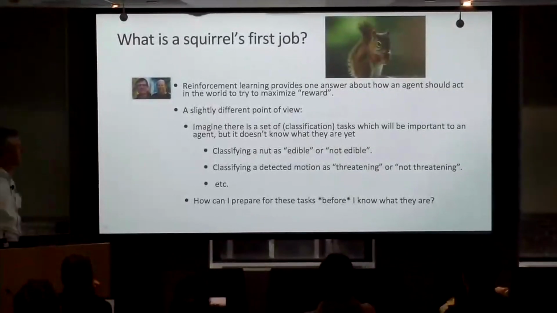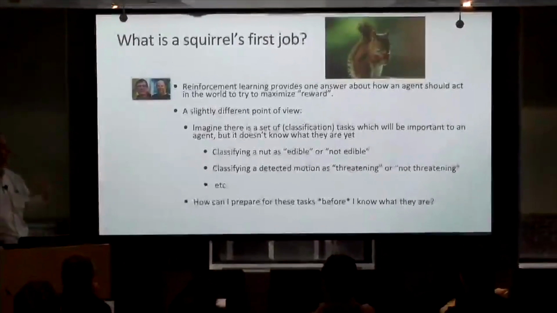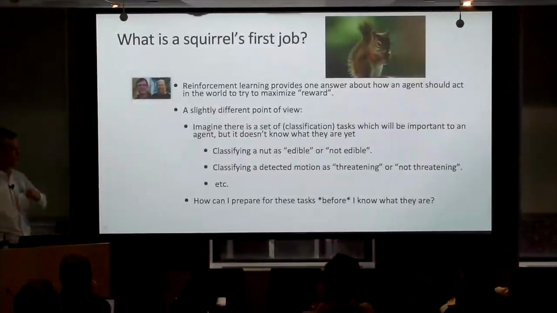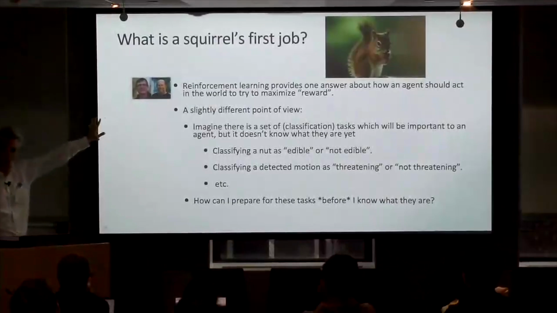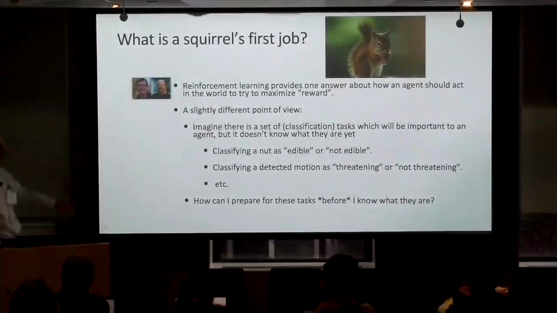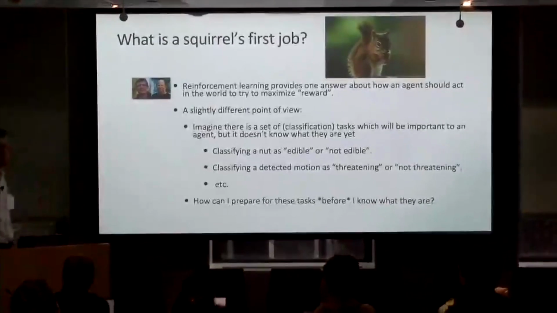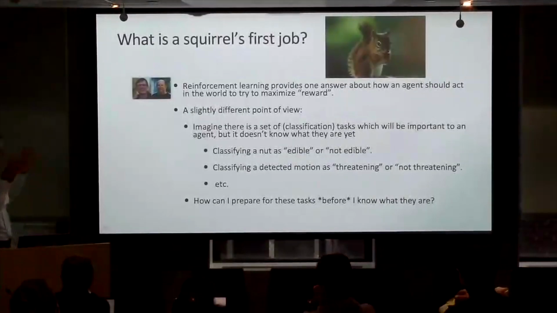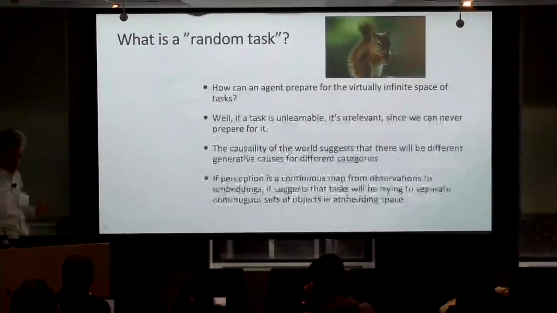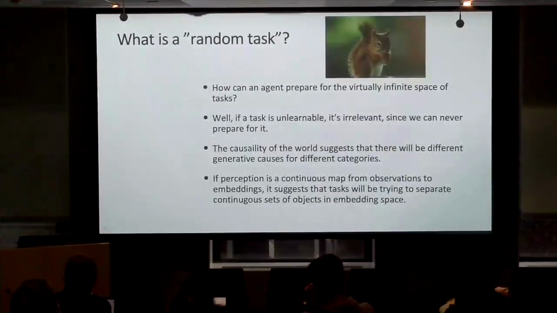Reinforcement learning, which Jan mentioned earlier, provides another answer about the question of how an agent born into the world is supposed to learn how to act and maximize its reward. By the way, I want to give a shout out to Andy Barto, who was at UMass, who just got a Turing Award, along with Rich Sutton, for their work in RL. But this is a different point of view. I want to think about a space of possible tasks and how we prepare for those before we know what they are. So what is a random task, and how do you prepare for this virtually infinite space of tasks?